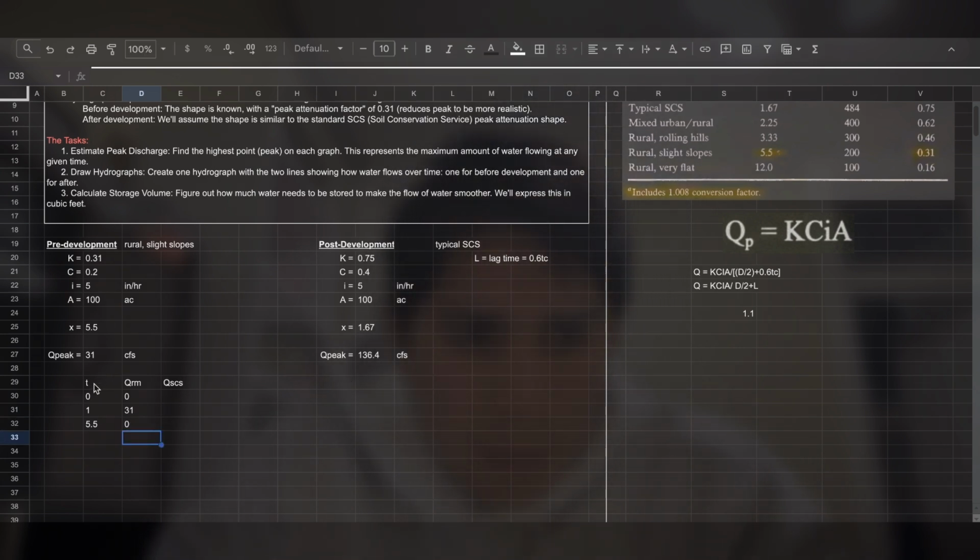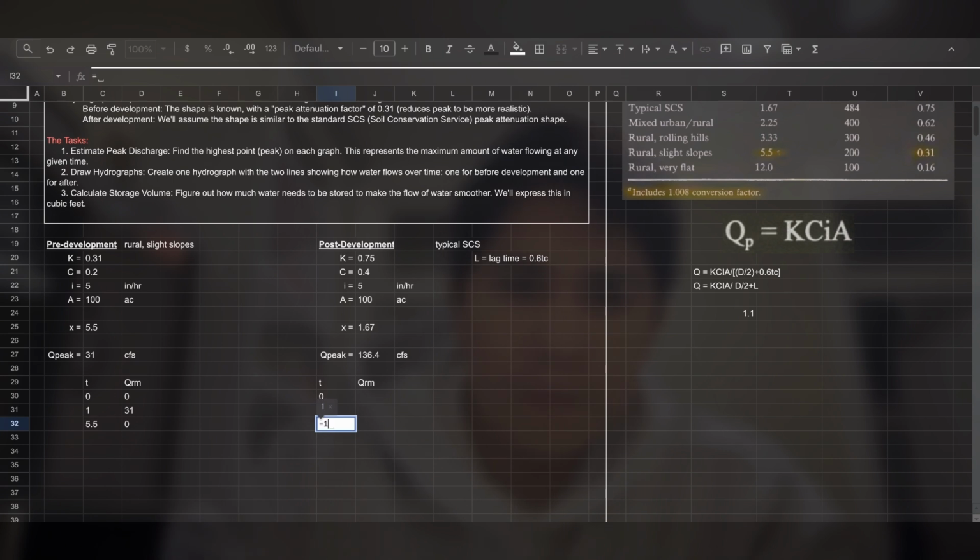And we do the same approach. Let's do the same with the post-development using the SCS. So we have 0, 1, and this is how long it took us to get to the peak, which is 1, times 1.67. So at 0 we got 0, at 1 we got our peak 136.4, and at 1.7 we got 0 again.